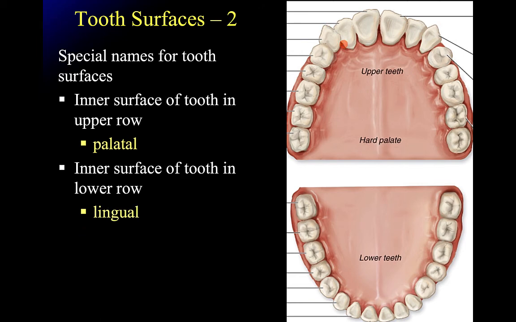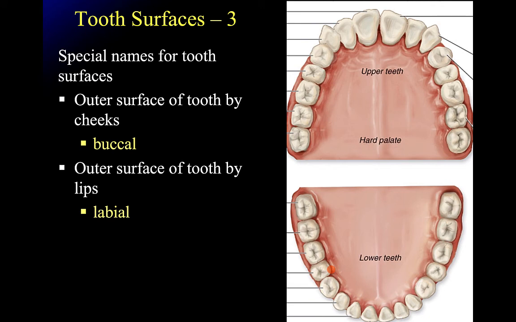Then we have some other surfaces that get kind of complicated. We have the surface that faces towards the inside of the mouth. That's going to be either the palatal or lingual. So we're going to have palatal surfaces in here facing towards this hard palate, and then down here we're going to have lingual surfaces. Obviously it's the same surface, it's the one towards the inside of the mouth, but we're just identifying this based on the feature that it is facing.